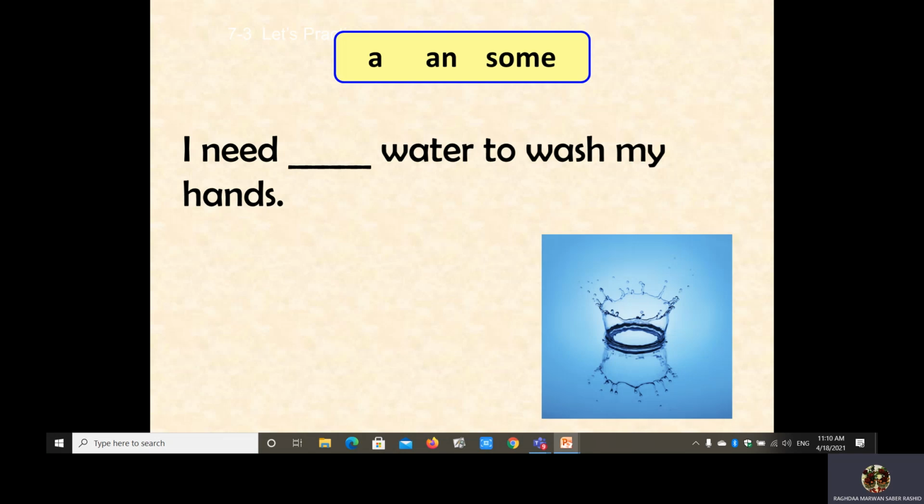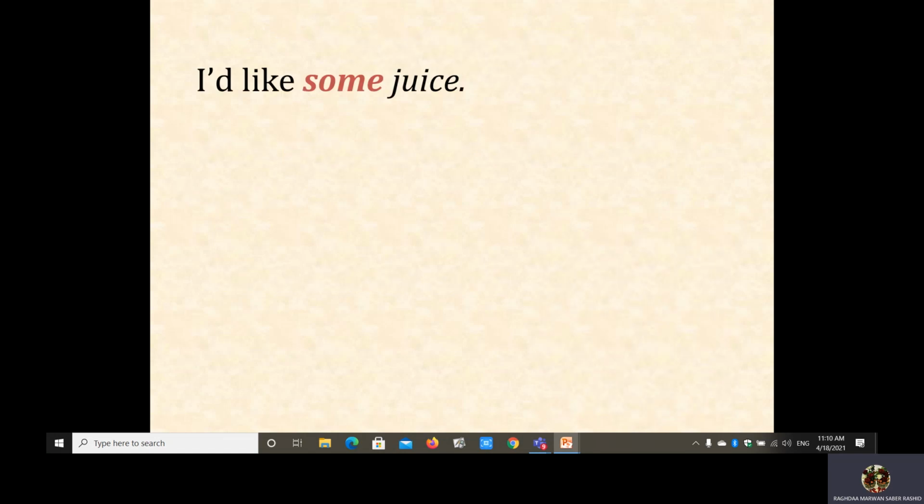I need some water to wash my hands. Water, is it countable or uncountable? Can we say a water? Of course not, because it's uncountable. So what can we say here? Yes, I need some water to wash my hands. Because it's an uncountable noun, we can't say a or an. We are choosing from a, an, or some. I'd like some juice.